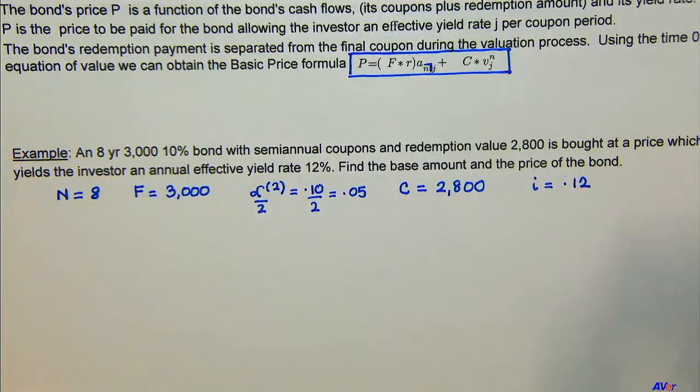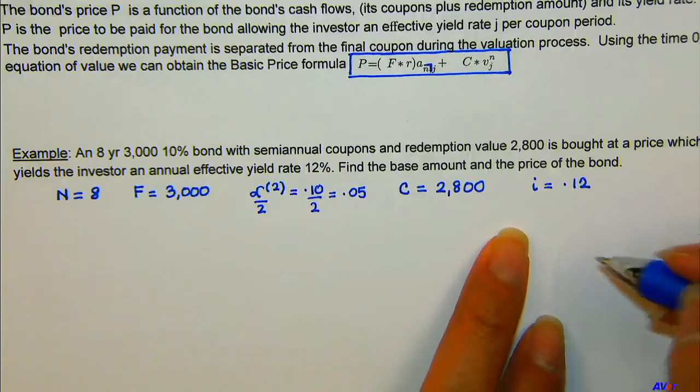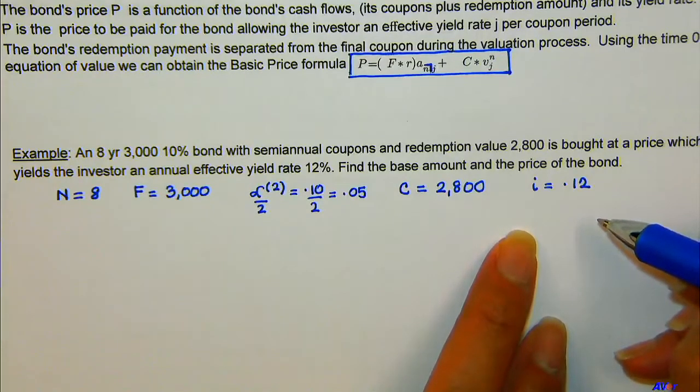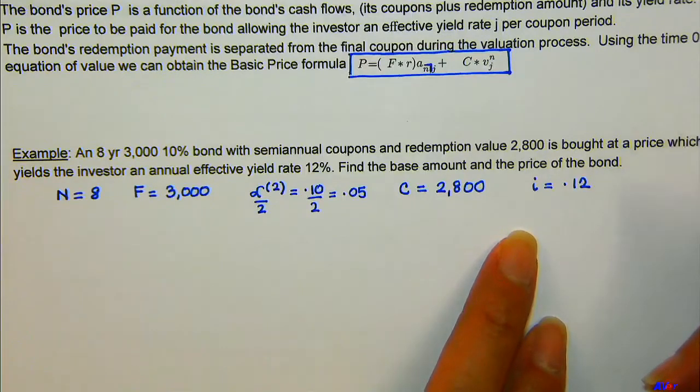So the first thing is I need j. I cannot work with i because my coupons are semi-annual, but the yield rate they gave me is annual, right? So can you go find j right now? How would you find j? What do you think? All I want to do is convert i to j, where j is the semi-annual rate, and i is the annual rate. All I want to do is convert this one to a 6-month rate. Don't we know how to do that? Go, Matthew.